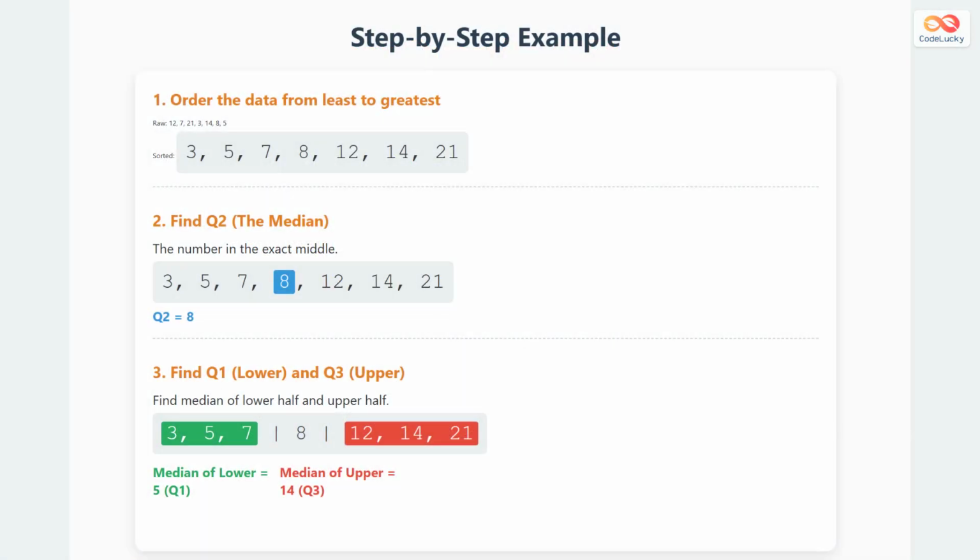Let's look at a quick example. First, always order your numbers from least to greatest. Then, find the median, which is 8. Once you have the median, split the data into a lower half and an upper half to find Q1, which is 5, and Q3, which is 14.